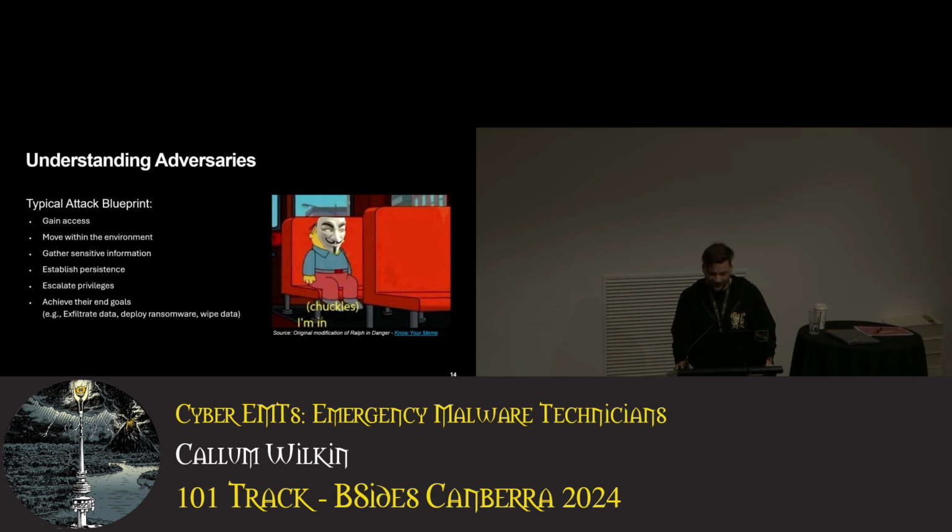So next is understanding how they achieve their goals against us. While threat actor techniques vary, the overall attack blueprint remains fairly consistent. Typically, adversaries aim to gain access, move within the environment, gather sensitive information, establish persistence, escalate privileges, and then achieve their end goals. Not all attacks will follow this exact blueprint. However, it serves as a good initial guideline of how to think about how attackers will try and move through your network.